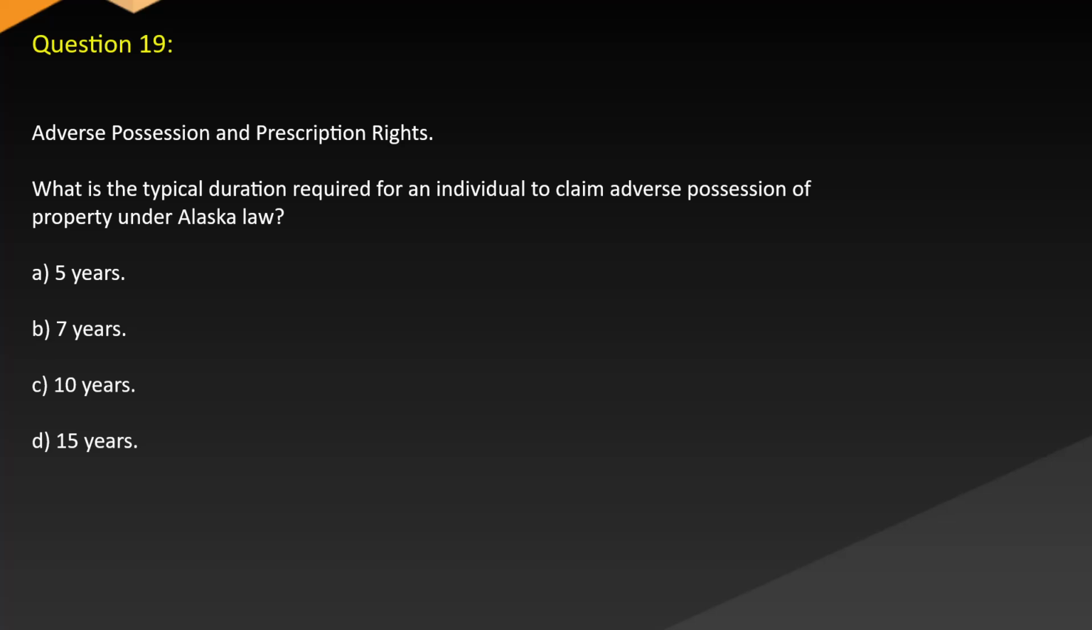Question 19. Adverse possession and prescription rights. What is the typical duration required for an individual to claim adverse possession of property under Alaska law? A. 5 years, B. 7 years, C. 10 years, D. 15 years.